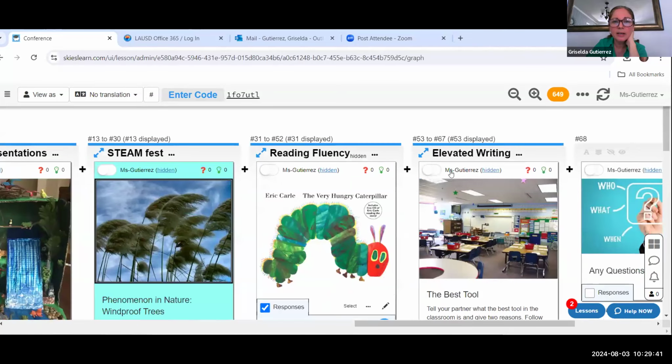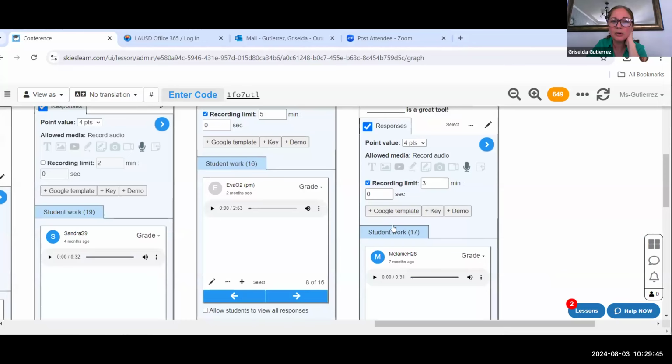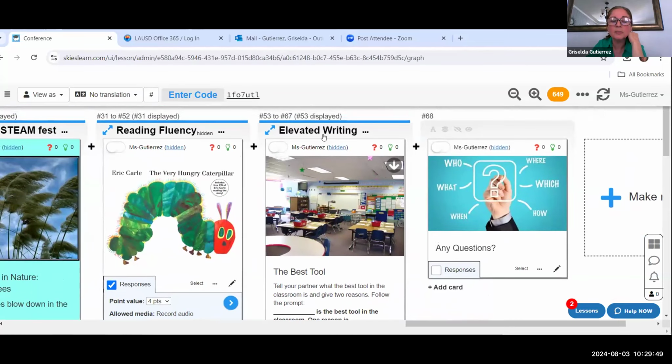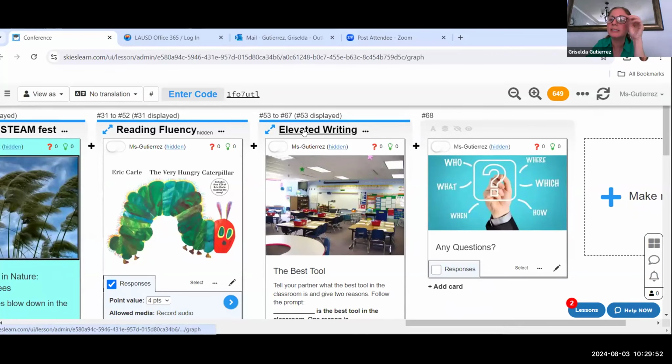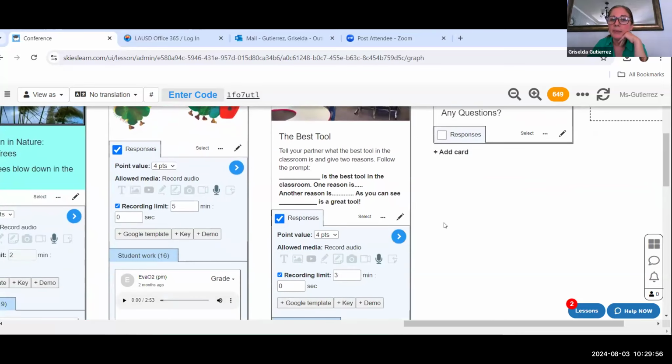And then I also decided to use it for reading fluency. So basically the kids recording themselves. And I know I'm running out of time, so I'm gonna skip over to elevated writing because this is something I started to do towards the end, where the kids would record themselves.